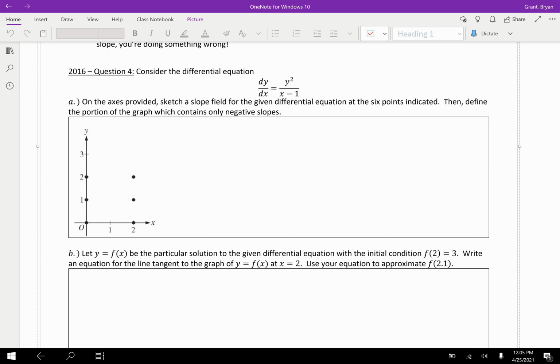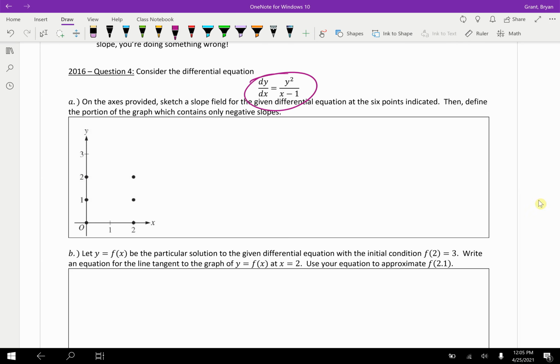All right. Well, part A has us sketch a slope field. You should be super happy if there's a slope field problem. They are easy points, usually between 1 and 2 points on a free response. We have a differential equation right here. It tells us the first derivative is equal to y squared divided by x minus 1.